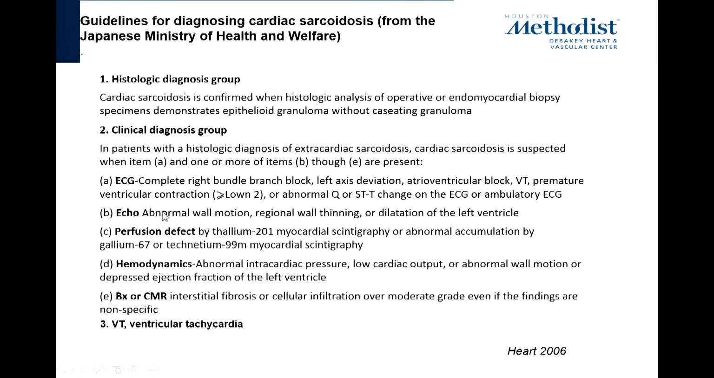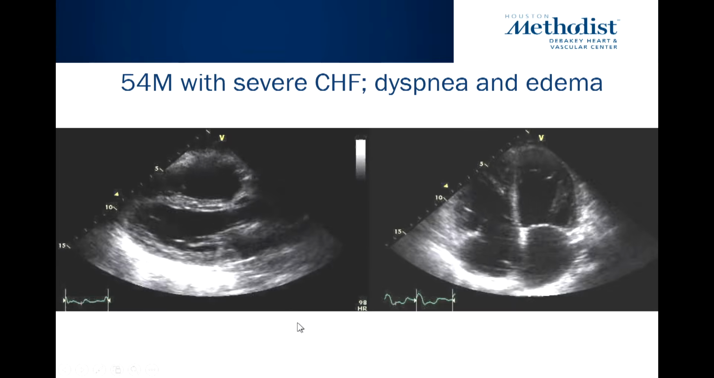With the echo, you look for abnormal wall motion. These people can have regional abnormalities without coronary disease. The case I showed you didn't have it, but you can see regional wall motion abnormalities, okay? They can have perfusion defects, and of course, they can have abnormal hemodynamics. CMR, obviously, is making our life a lot easier these days.